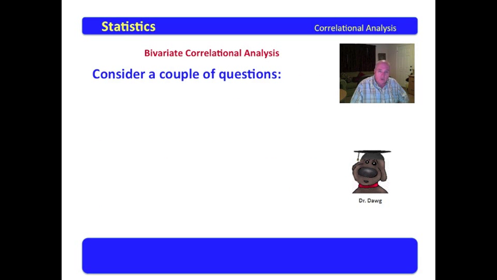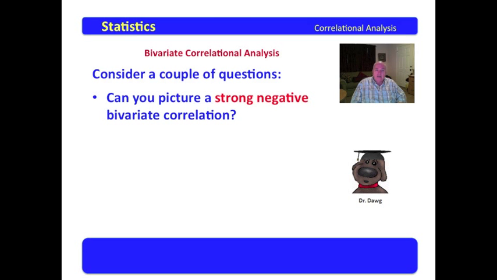Now consider a couple of questions. Can you picture a strong negative bivariate correlation? Let that sink in just a minute. Some of you out there probably have 16 or 17-year-old children. Now, you may with them have a very strong negative bivariate correlation. When my daughter was that age, if I said up, she said down. If I said left, she said right. If I said blue, she said red. If I said red, she said blue. Didn't matter what I said, she took the opposite approach. We had a strong negative bivariate correlation.